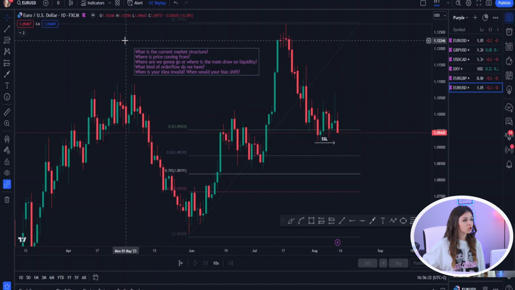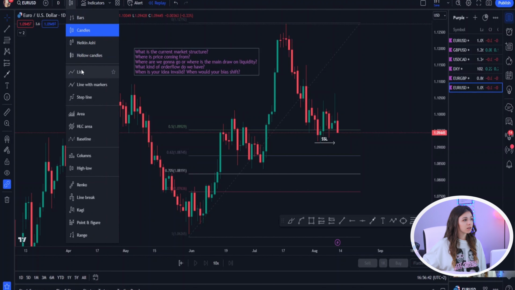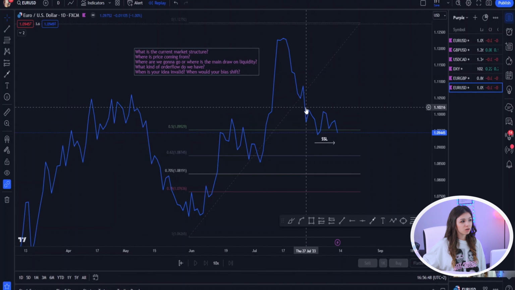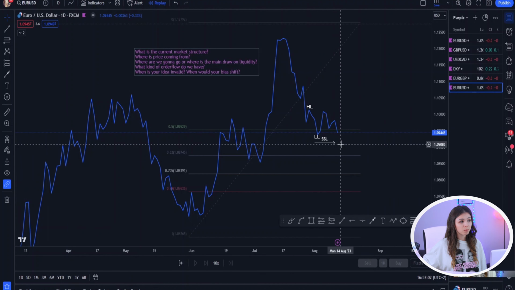If you are not sure about the market structure and you're not sure if something is a break of structure or just a liquidity grab, I can give you a tip: just shift to the line chart, and the line chart is going to give you the clear picture. So as you can see here, this was the high low that created this lower low. So price didn't go above this higher low, which means that we're still bearish.